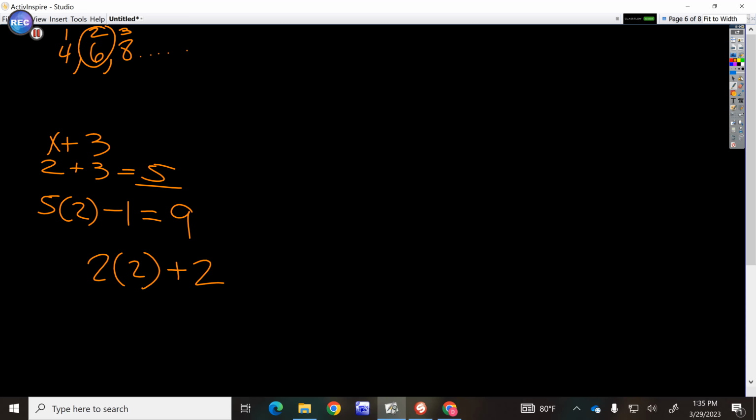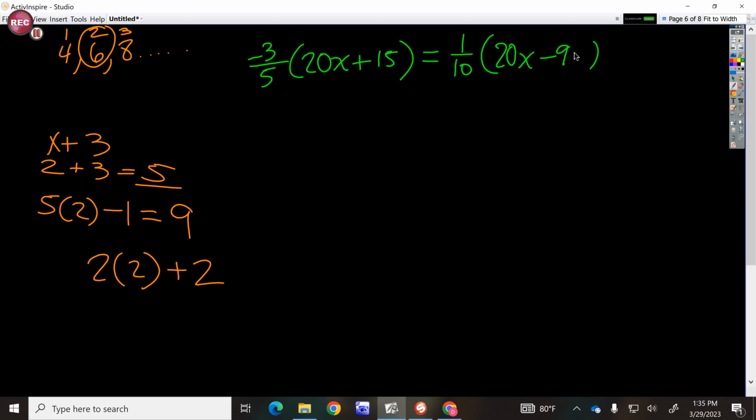All right, we already did number 11. Number 11 was B. It was commutative property. Now we get another fraction question here. Negative 3 over 5, parentheses 20x plus 15, equals 1 over 10, parentheses 20x minus 90.